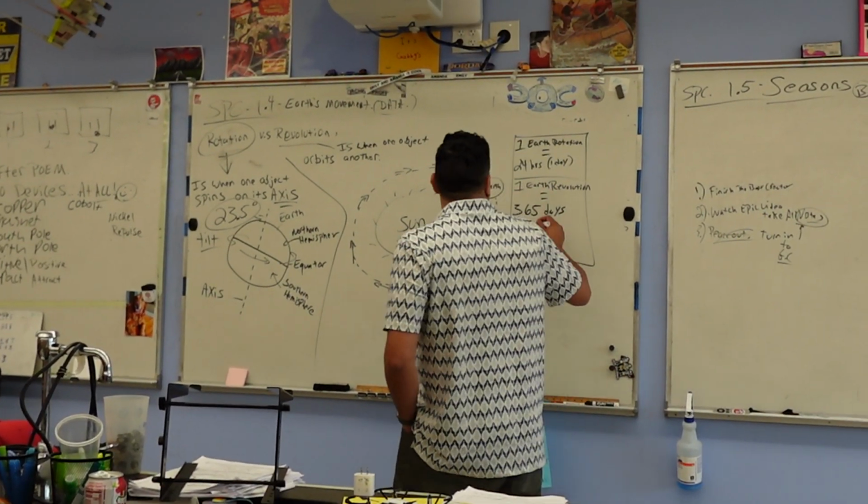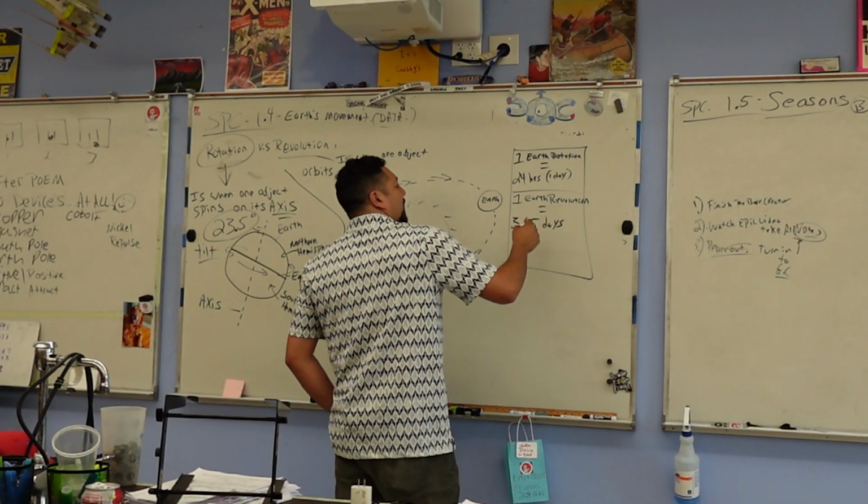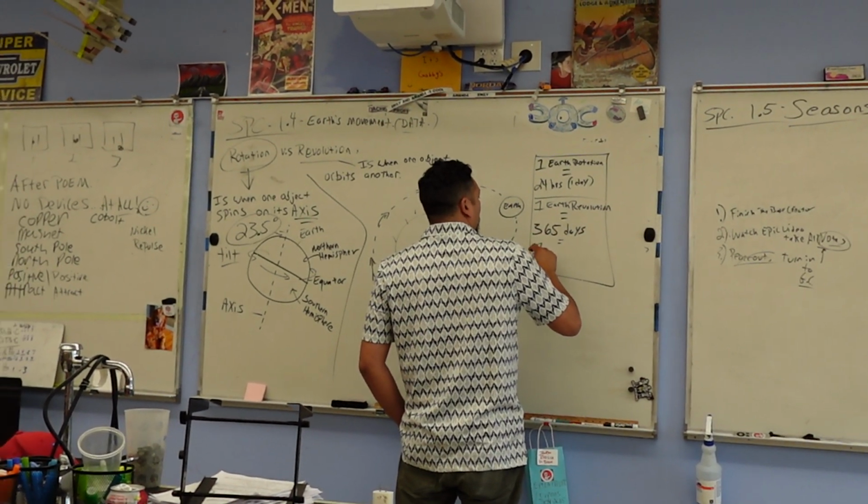All right, moving on. One Earth revolution takes 365 days, which is equal to 1 year.